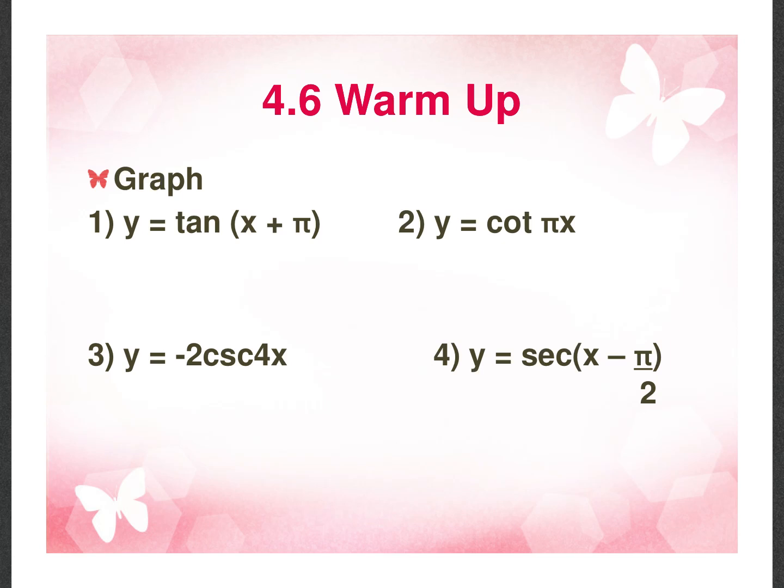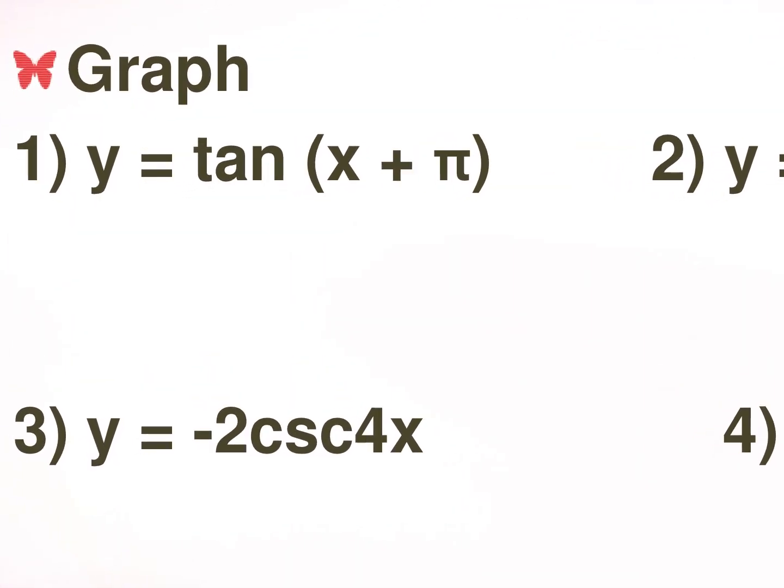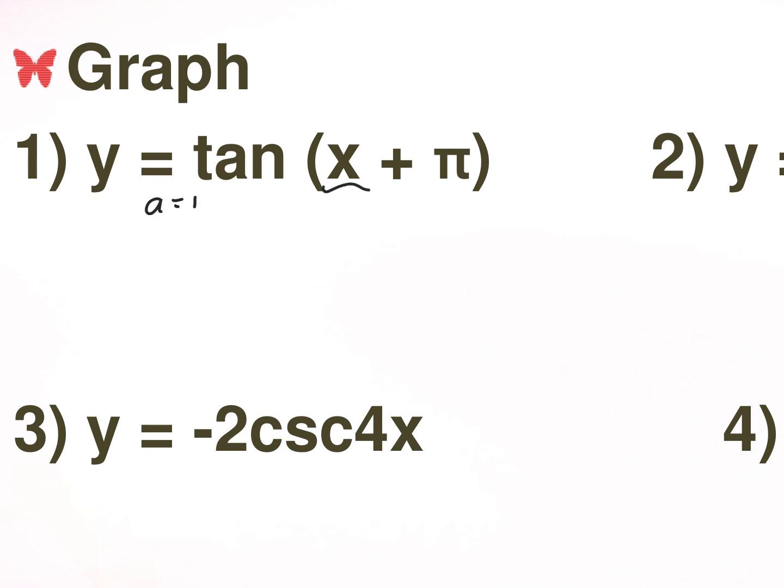This video is going to cover the 4-6 warm-up and then the 4-7 notes. So we start the 4-6 warm-up with tangent. Remember, for tangent, we are going to identify A. So A is 1. And then we take what's next to it, the x plus pi, set it equal to negative pi over 2 and positive pi over 2.